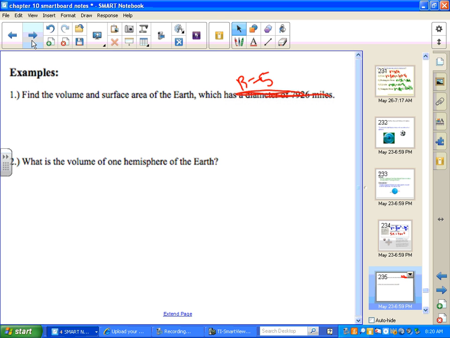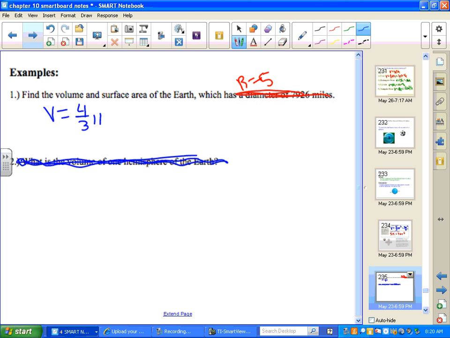Okay, so let's start with, actually we're not going to do part 2 yet. Let's focus on part 1. Okay, so let's start with finding the volume. Okay, volume is equal to 4/3 pi r cubed. So let me just kind of show you how to type this into the calculator. 4/3 times pi times 5 cubed.